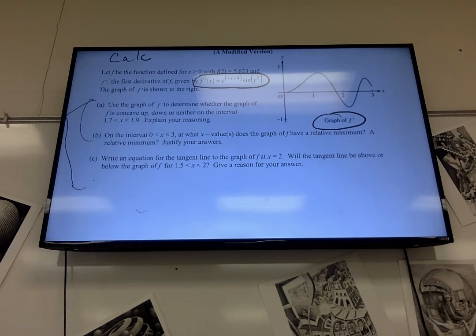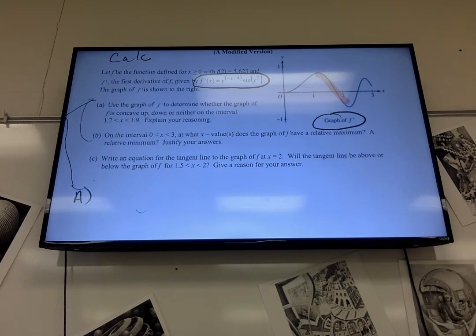Okay, A, use the graph of f prime to determine whether the graph of f is concave up, down, or neither on the interval 1.7 to 1.9. So I know 1.7 to 1.9 is in between 1 and 2, right? Yes. And in between 1 and 2, I have this decreasing. It's decreasing, that's right. So wouldn't it be concave down?